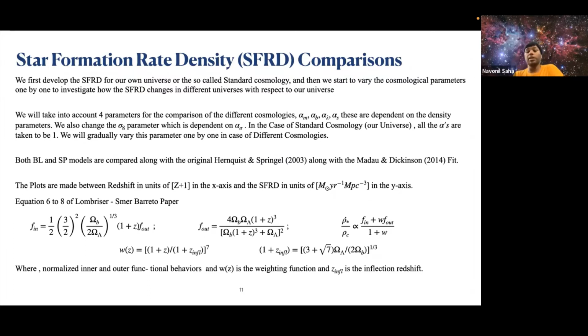In addition to this, we also took equations 6 to 8 of the Lombriser, Smer-Barreto paper. Here, the parameters given were the normalized inner and outer functional behaviors, given as F_in and F_out. The expression of W(z) is also there, and W(z) is basically a weighting function, and the z parameter is given as 1 plus z_inflection, where z_inflection is the inflection redshift.